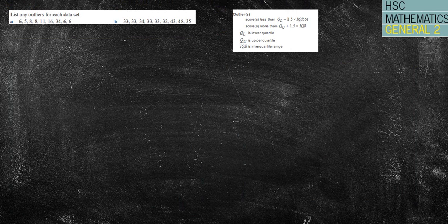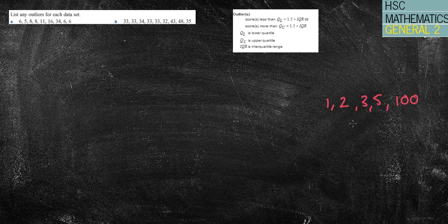The next section we're going to look at as well is the outlier section. Now, we all know what an outlier is. It's that score that lies away from the rest of them. But at what point does that score become an outlier? For example, if I had things like 1, 2, 3, 5, 100.